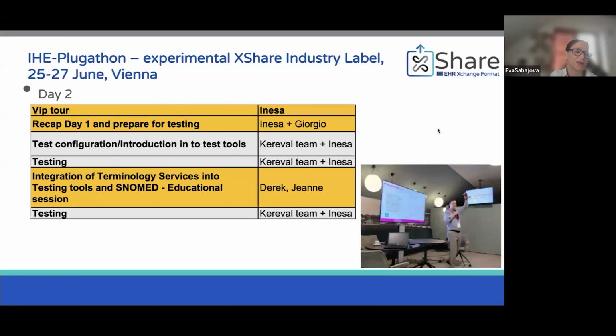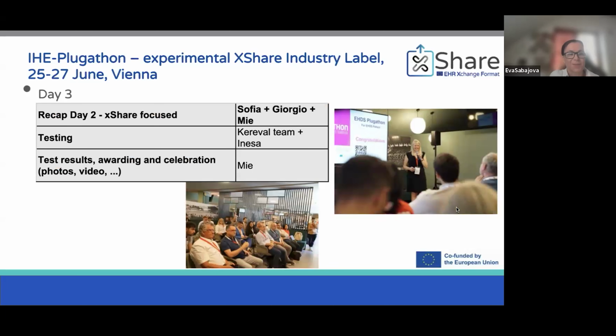As a new thing in this year's Plugathon, we also included testing of connectivity to the terminology server, and there was also a nice presentation by Derek Reitz on SNOMED. The reason is that we see the semantic layer as one of the important interoperability topics that we plan to involve in the coming years. The third day, next slide, please.